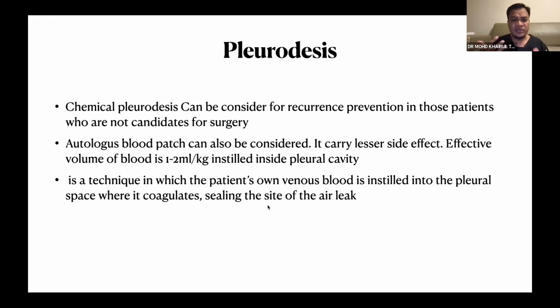So you can always consider autologous blood pleurodesis. Some of the literature says you can do it up to 4 times if the first attempt fails. You can repeat the procedure because the side effects are very minimal, and you can do it even though the lung is not expanded. This is the advantage of autologous blood patch pleurodesis.